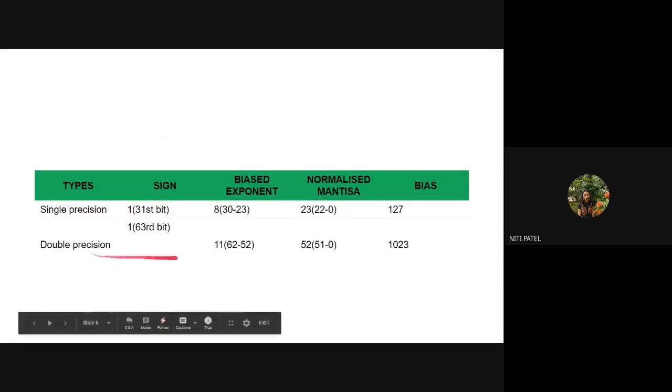Now I know the bias value for double precision. What is the bias value for double precision? 1023. I have to add that 1023 with my exponent value. What is my exponent value? 7, which I have calculated from step number 2. So is it positive? Yes, it is positive. So if it is positive, I have to add it with 1023. When I add 1023 with 7, I get 1030.